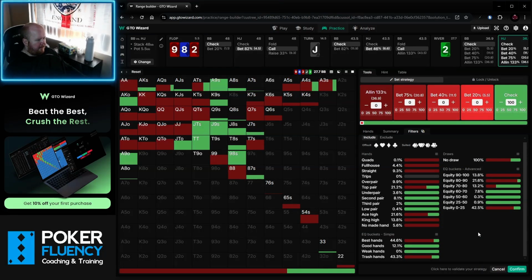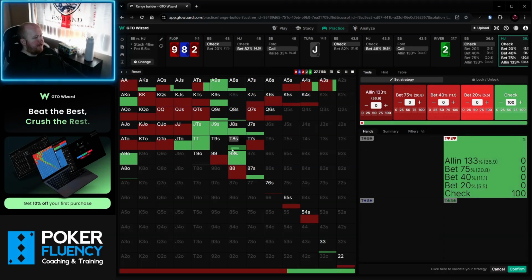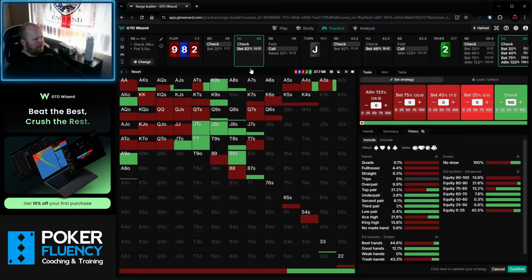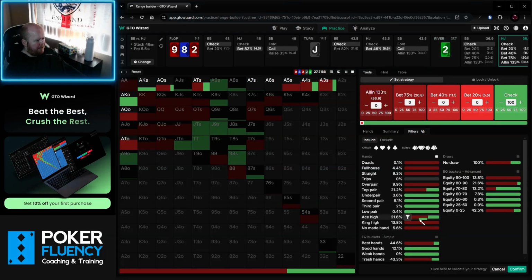I'm trying to figure out... oh, 9-8... oh, okay, I see why 9-8 is now not listed as two-pair. It's because the deuce on the river counterfeited us. So that is an interesting river card for that reason.